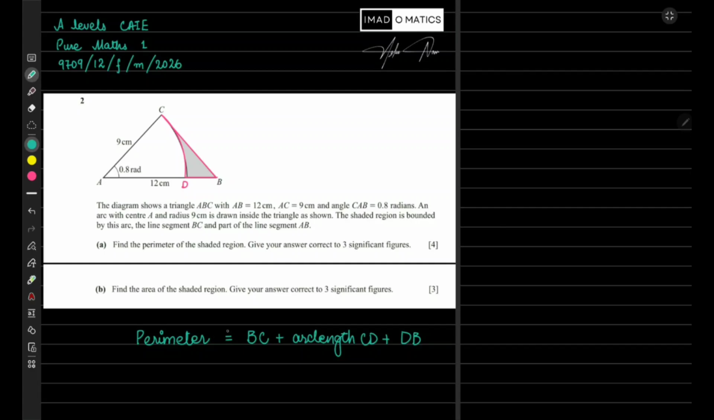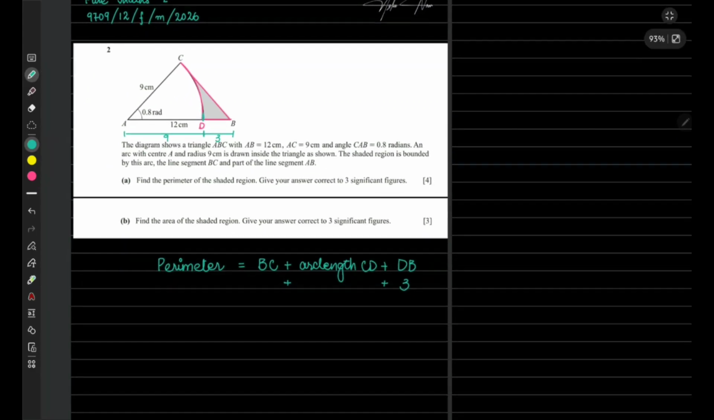If you look, the whole length is 12 centimeters, and out of this 12, this much is 9. So we can find DB by subtracting 12 minus 9, because 9 is the radius of the same arc, the same circle. So 12 minus 9 is 3. This part DB is 3 centimeters. Now the arc length and the BC length we need to find.